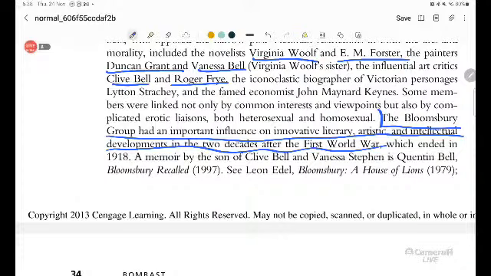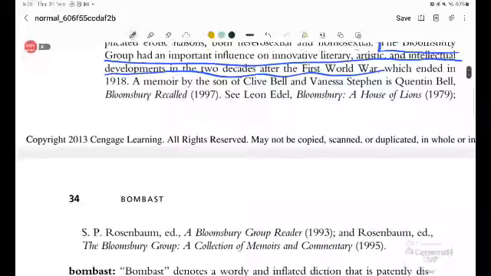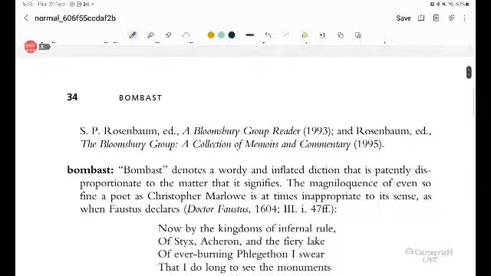Which ended in 1819. A memoir by the son of Clive Bell and Vanessa Stephen is Quentin Bell, Bloomsbury recalled 1997. Bloomsbury, A House of Lions 1979.